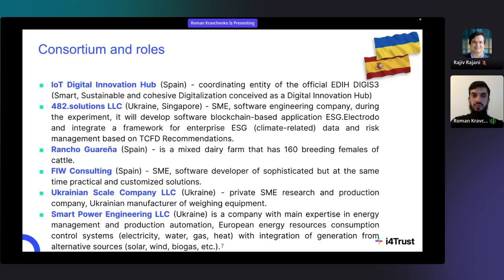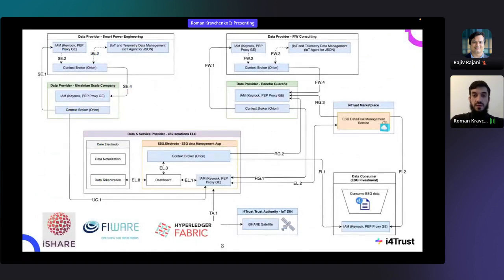In our consortium participate 2 companies from Ukraine and 3 companies from Spain, and we are facilitated by the IoT Digital Innovation Hub from Spain. And this is the system architecture of our experiment, in which data and service providers and data consumers are involved. Some of the data consumers we emulate, such as financial institutions, because due to the conditions of iFAT trust, we can't involve real entities in this experiment.